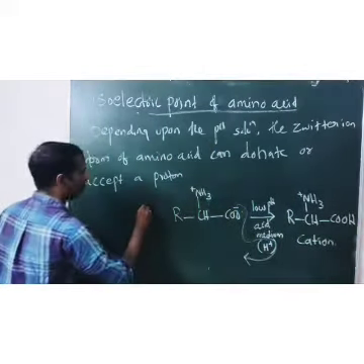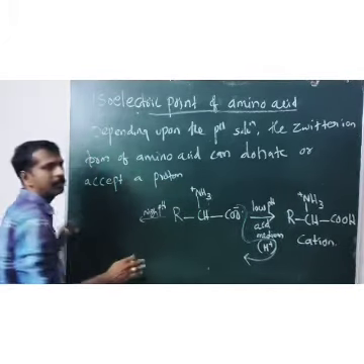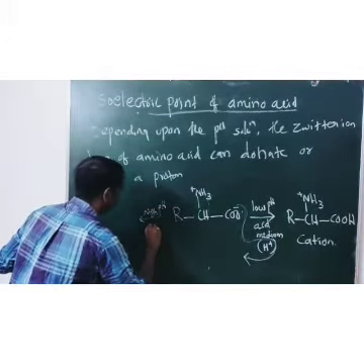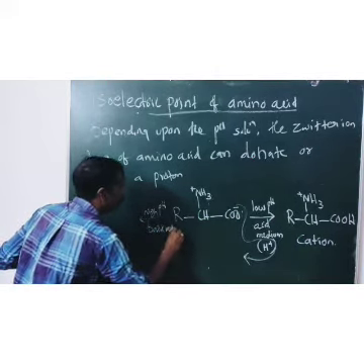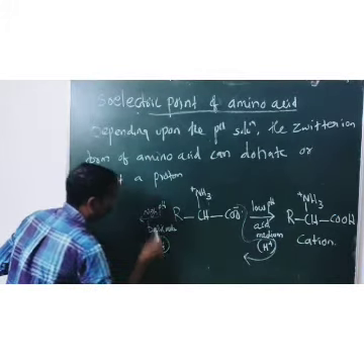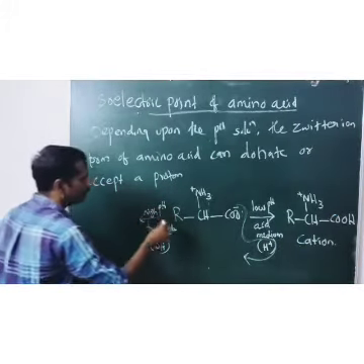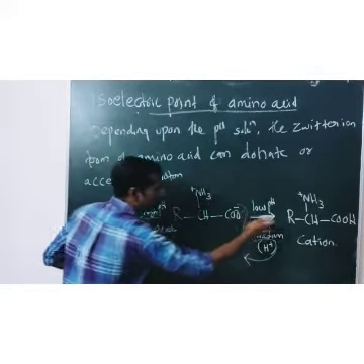Now at a high pH, now next condition is a high pH. What do you mean by high pH? High pH means basic medium. Okay. In basic medium, what will happen? Look at it here. Basic medium means OH minus is here. In the acidic medium, H plus is added and here it becomes COOH.